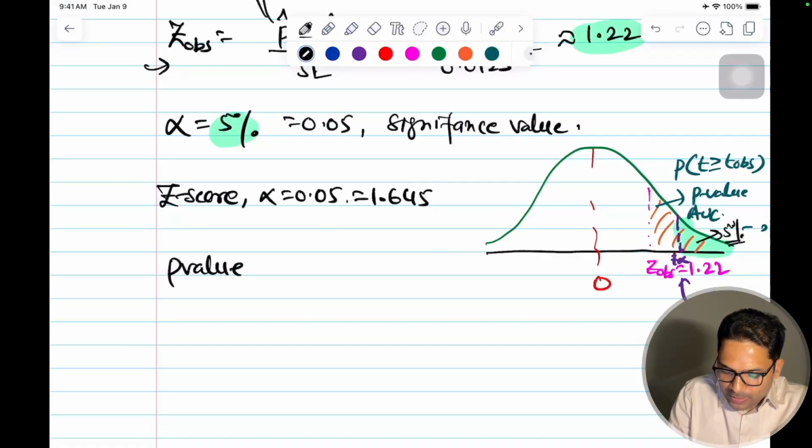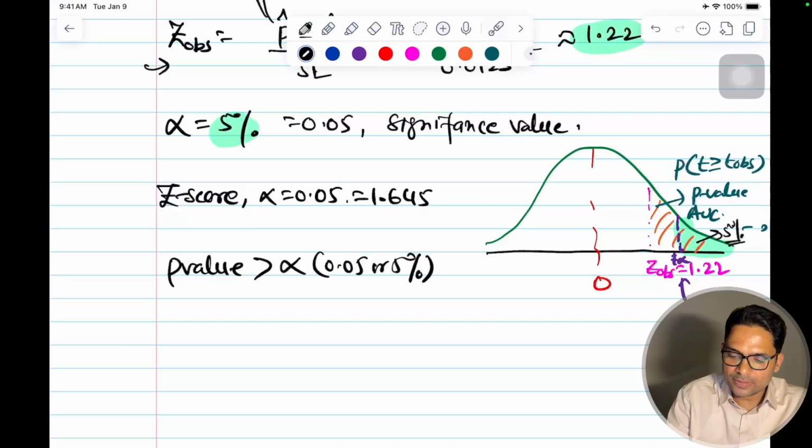So definitely my area under the curve, the p value, this shows that my p value is greater than the significance level, which is 0.05 or 5%. The area under the curve on this side will definitely be greater, because there is some more area under the curve under this. So this is greater than this. Means we fail to reject the null hypothesis.